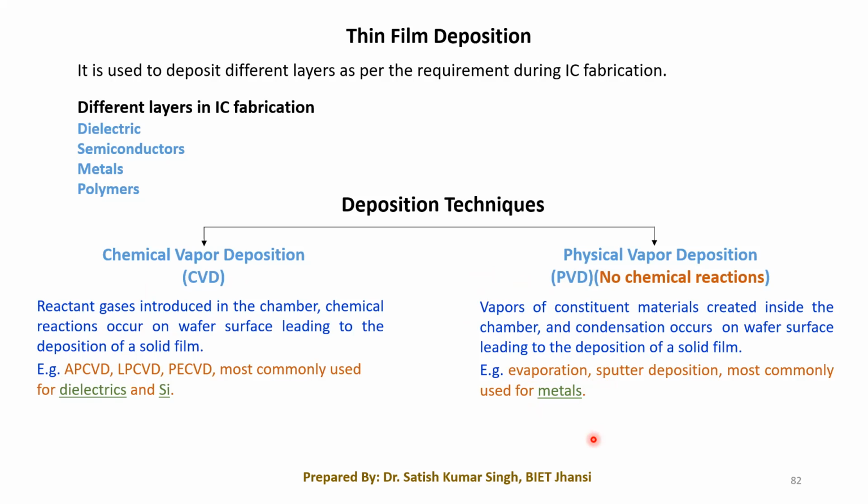So basically what we are saying is that dielectrics and semiconductors, metals and polymers, these are the different things that we want to grow during the IC fabrication. And these are the two different techniques by which we can grow these particular layers. Now the question comes, in chemical vapor deposition, what we are saying is, it is a deposition technique. When we say it is a deposition technique, the deposition can be a monocrystalline layer and it can be a polycrystalline layer. You can grow both types of layers.